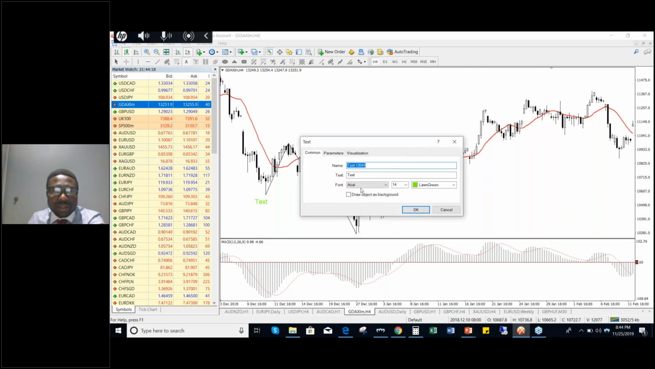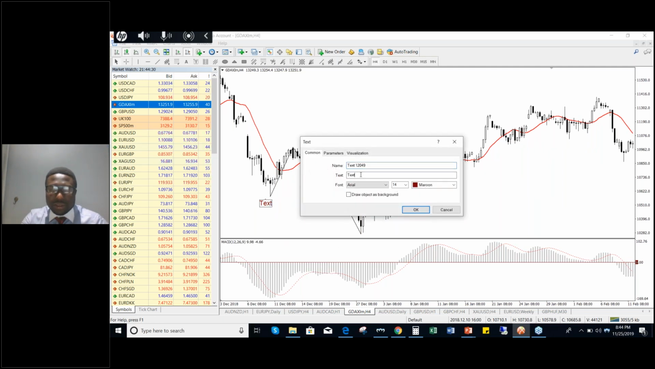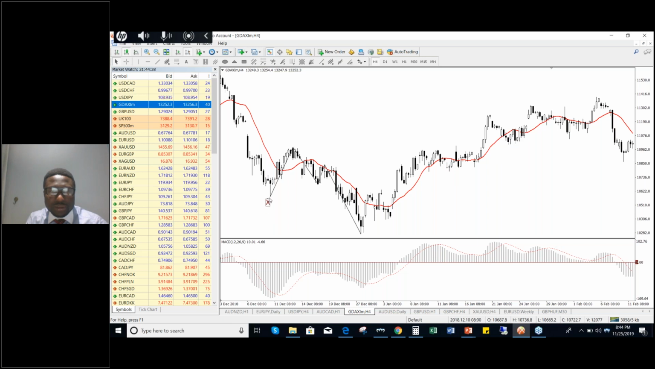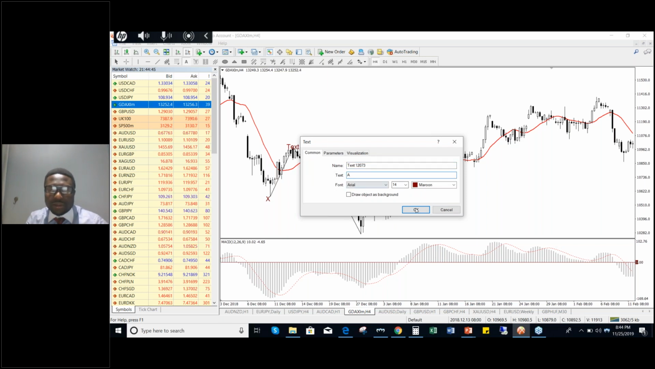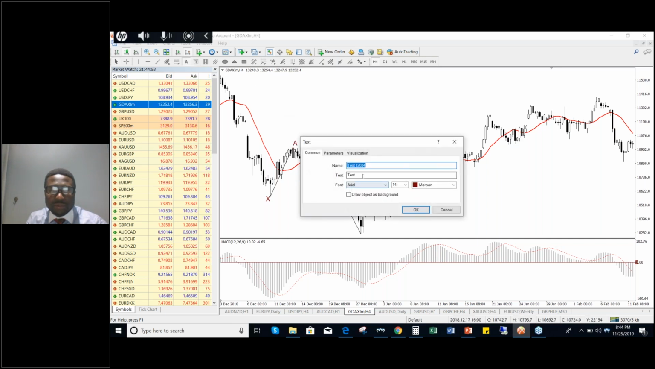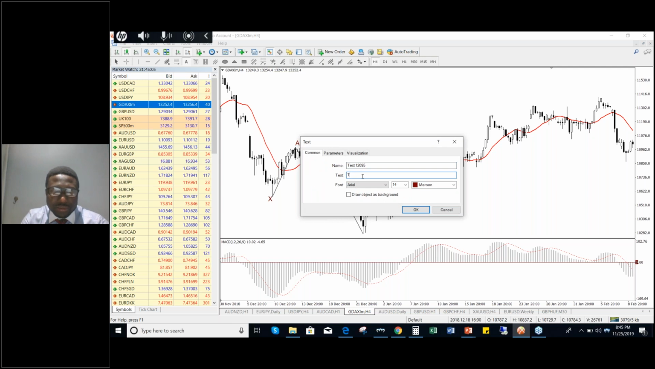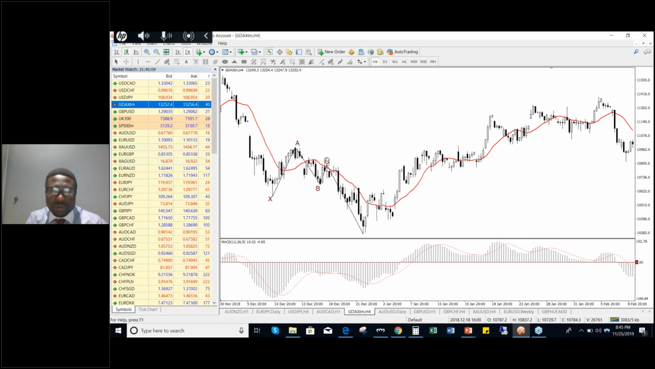So here is our point X, and then we have here A, and then we have here point B, and then we have here point C, and then we have here point D.